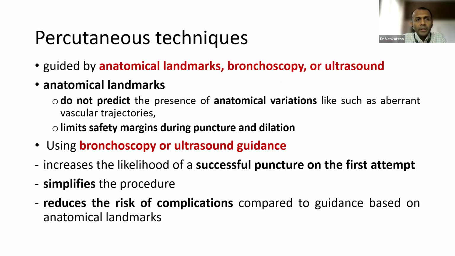So percutaneous techniques are generally guided by anatomical landmarks or bronchoscopy, which is used by a few of the people who do it. When it comes to anatomical landmarks, it is sort of a blind technique and does not predict the presence of any anatomical variations, especially any aberrant blood vessels with a different anatomy. So it limits the safety margins during the puncture and dilatation. So using bronchoscopy or ultrasound is nowadays more advisable.